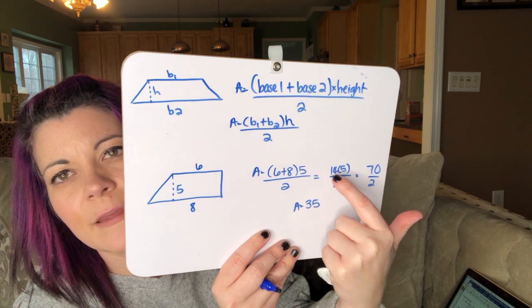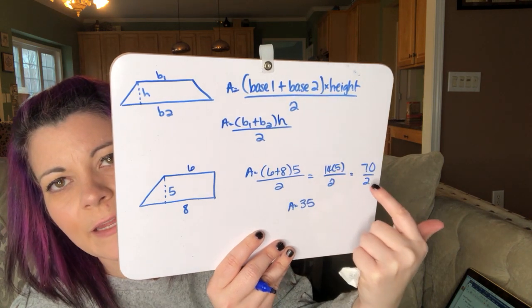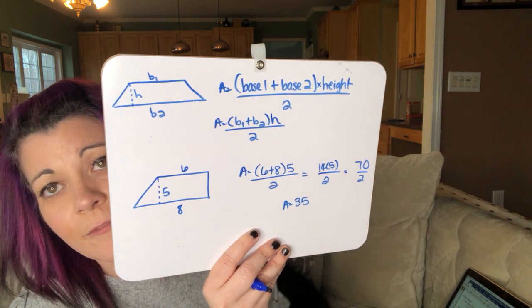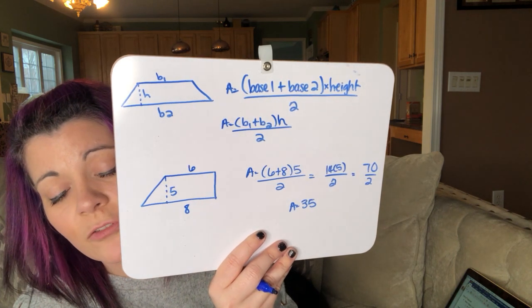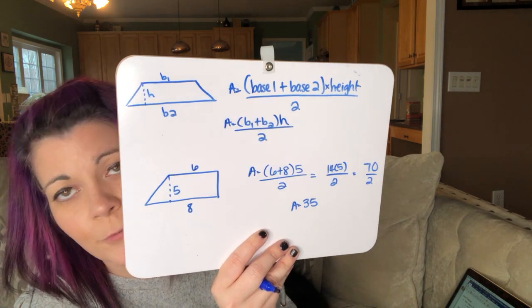6 plus 8 is 14. 14 times 5 is 70. 70 divided by 2 is 35. So base 1 plus base 2 times the height, all divided by 2. And that is the area of parallelograms, triangles, and trapezoids.